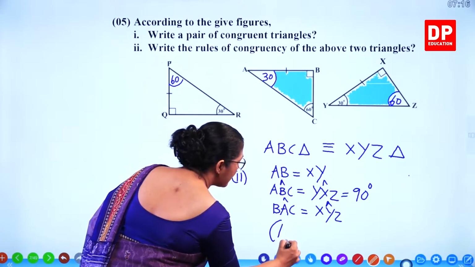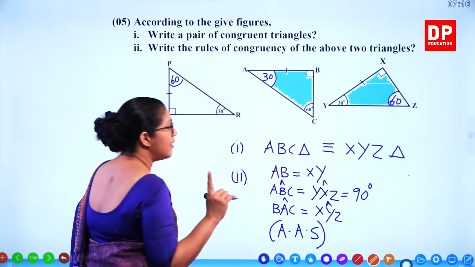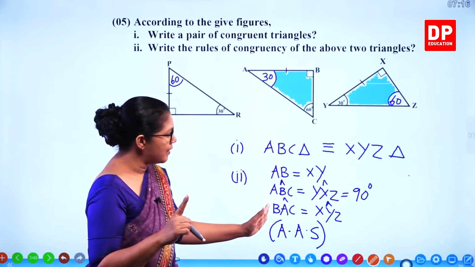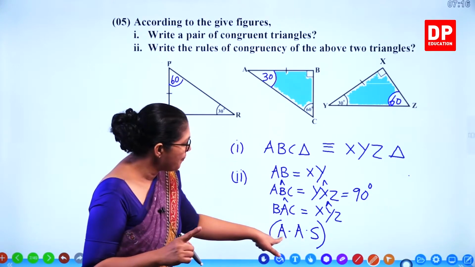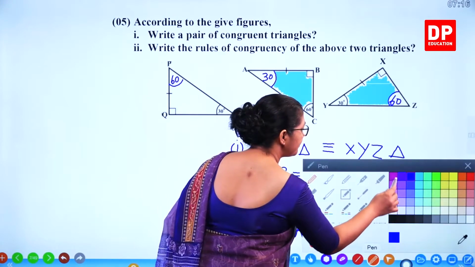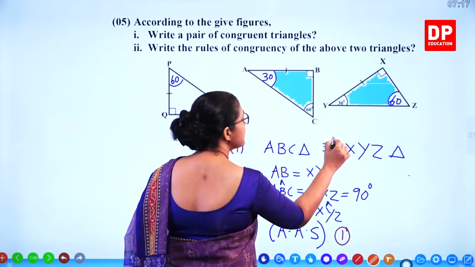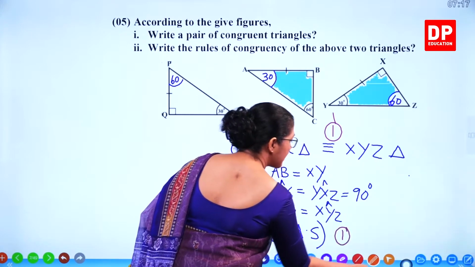So angle, angle, side. Here in paper 1, part A, you don't need to write everything. This is for your information. You can just mention the case here. You get full marks for that. So 1 mark for the case and 1 mark for identifying the 2 triangles correctly.